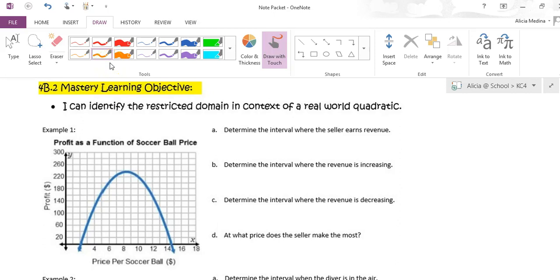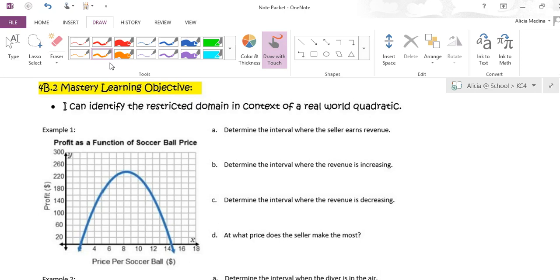Hey guys, in this video we're going to be covering target 4B.2. Our mastery learning objective is: I can identify the restricted domain in context of a real-world quadratic. So, using the same colors and vocab from the last video, if you want to get those same colors out so you can color code everything again, that's fine. I'm going to keep it the same as the previous video.